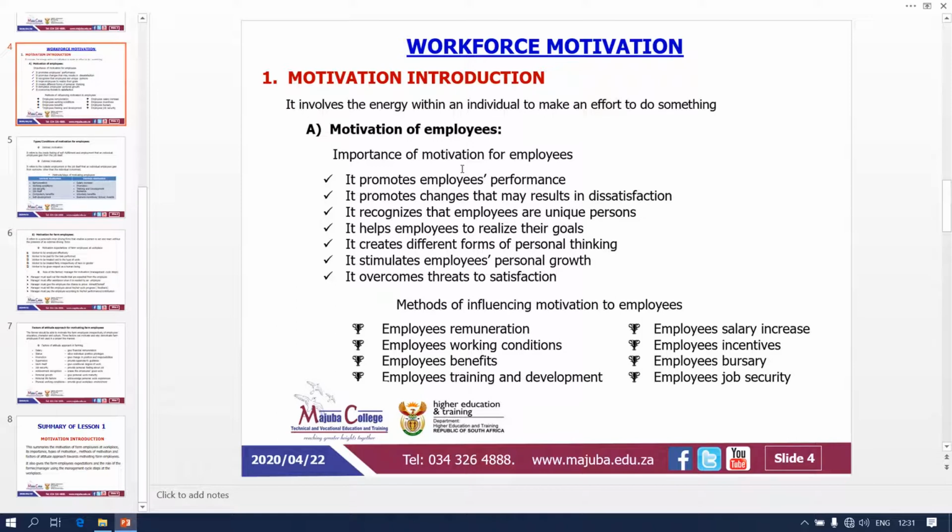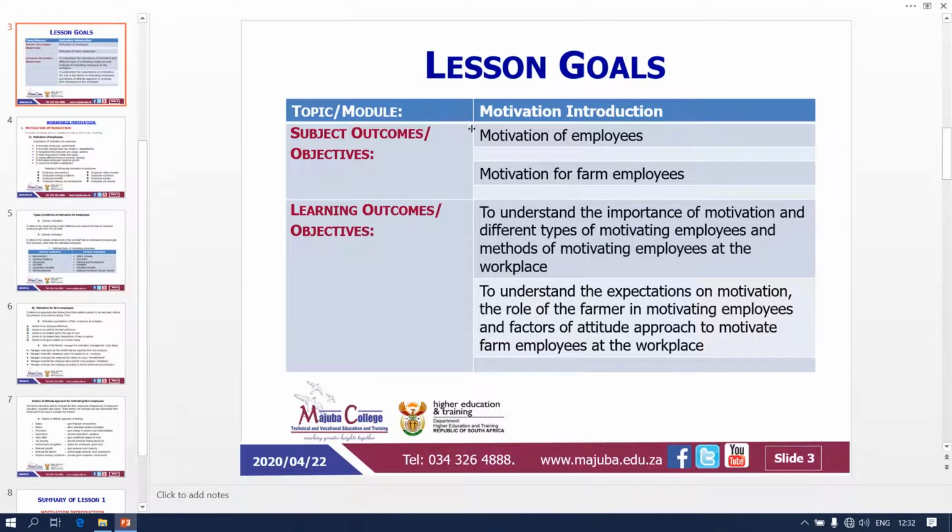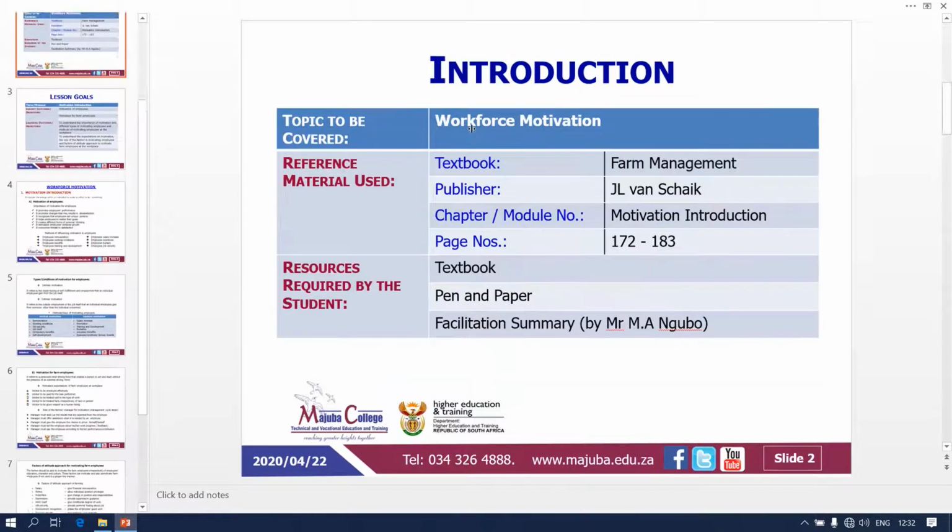We also look at the methods of influencing, which becomes the factors. And then we looked at the motivation of employees, that you need to do this for the employees to have that. Okay. We also looked at the motivation itself towards anybody, and then we look at it differently towards the farm employees. Okay, I think we covered all our lesson goals.